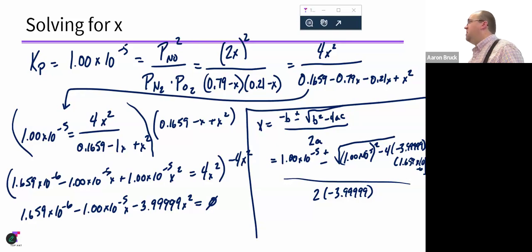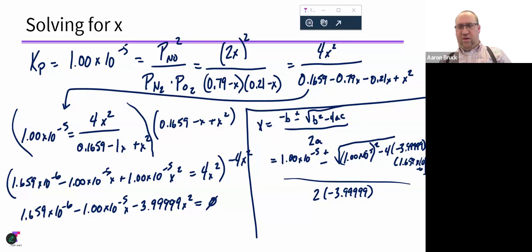The only way that this makes sense is if we have a negative number in the numerator and that number happens to generate less than 0.21. Because if it's greater than 0.21, that means that we have negative pressure for oxygen. That doesn't make any sense. If the number in the numerator is positive, giving us a negative number there, that also does not make sense.